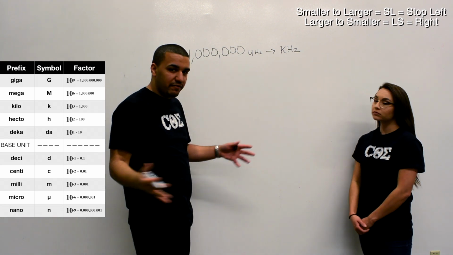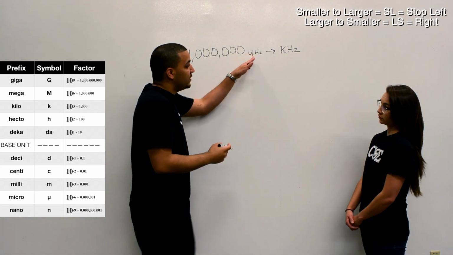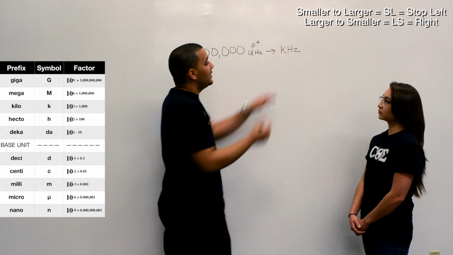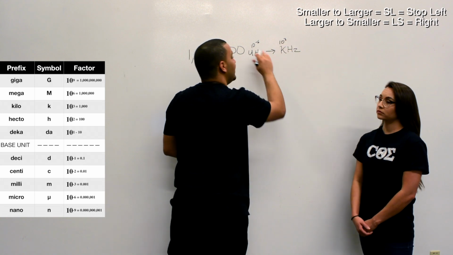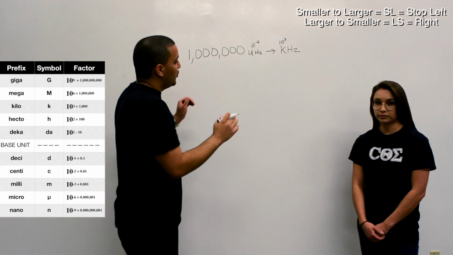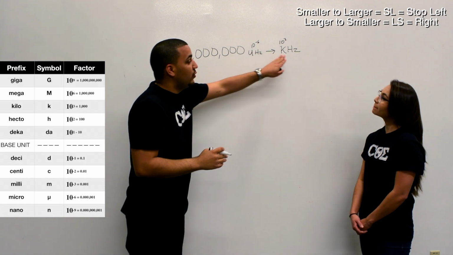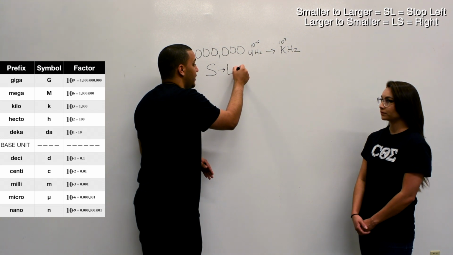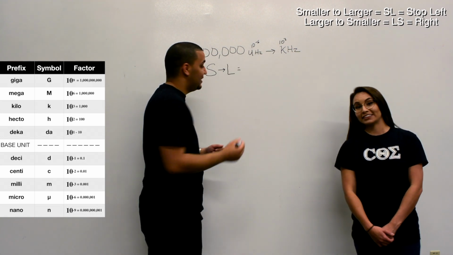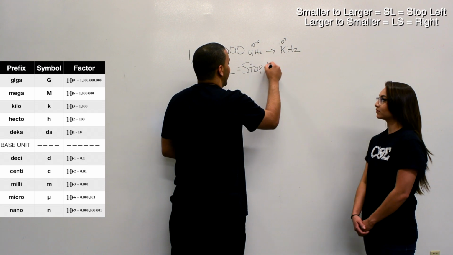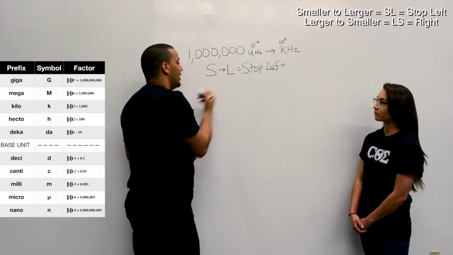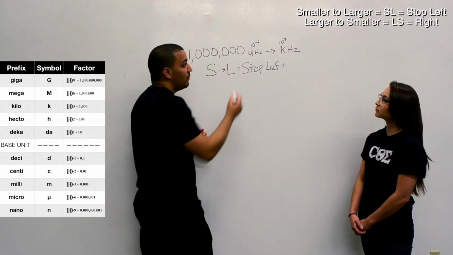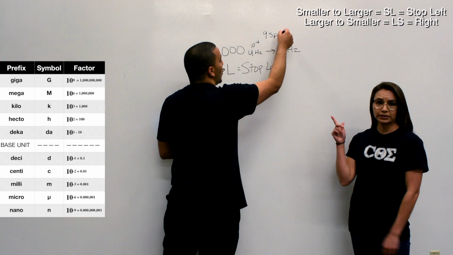And this is why it's important for you to remember your chart, because microhertz is 10 to the negative 6, while kilohertz is 10 to the 3. But also, we're making a smaller number into a larger number, so that's SL. Smaller to larger. Stop left. That means you're moving your decimal spaces to the left. And because it's 10 to the negative 6 and 10 to the third, I know I'm moving over 9 spaces.